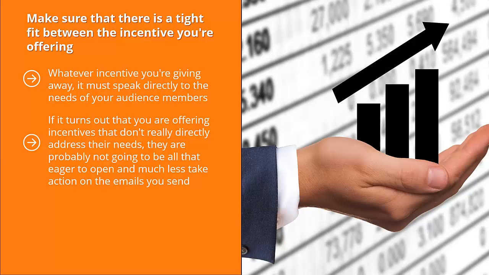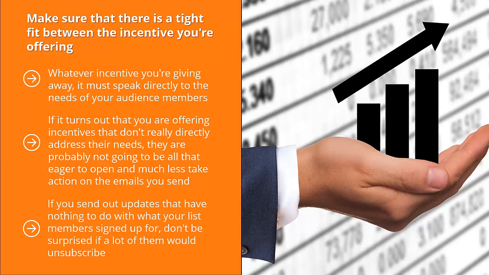Another way you can optimize your email marketing is to send out only relevant and on-point updates or autoresponder texts. In other words, when people sign up for a specific niche, everything that they receive from you would talk about that niche and nothing else. If you send out updates that have nothing to do with what your list members sign up for, don't be surprised if a lot of them would unsubscribe.